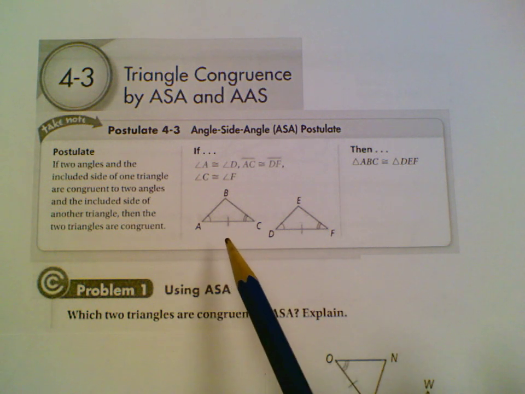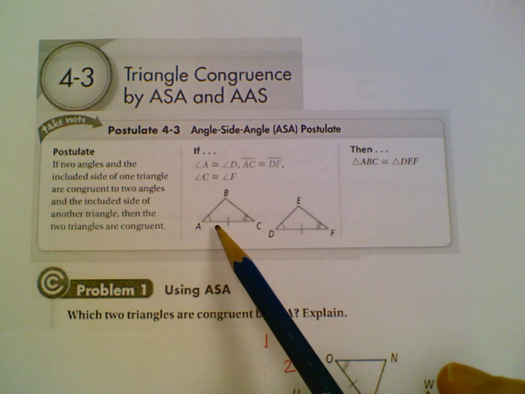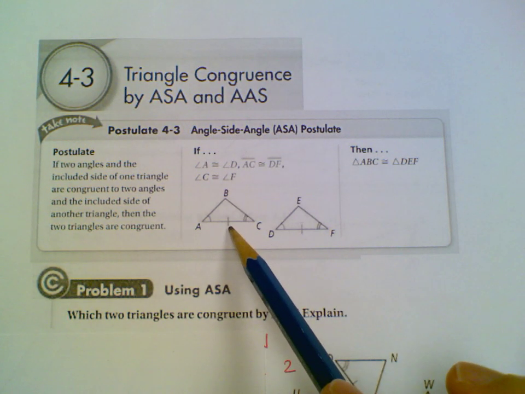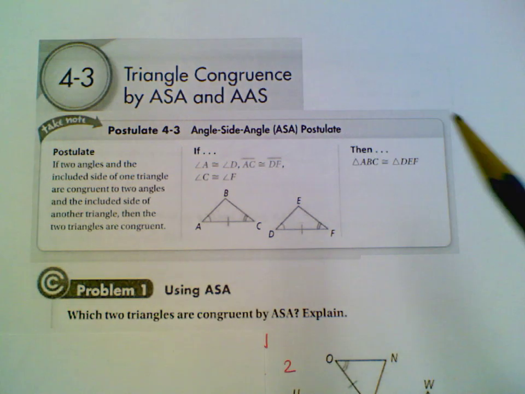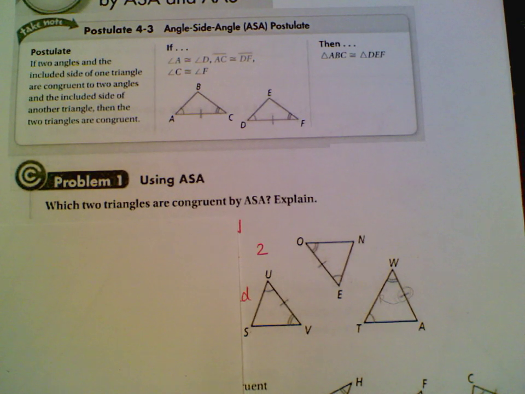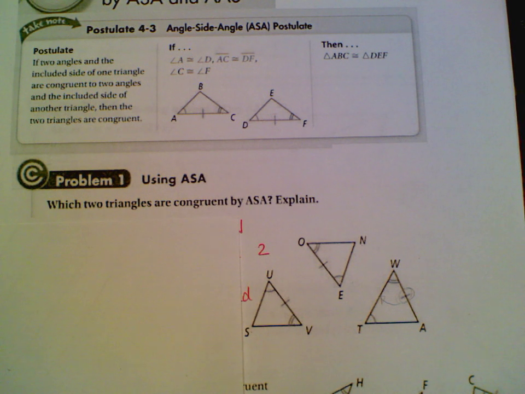So remember when we did side angle side, the angle had to be in between. Now we're doing angle side angle, so the side has to be in between the two angles that we have. Let's look at our first example. Which two triangles are congruent by angle side angle?